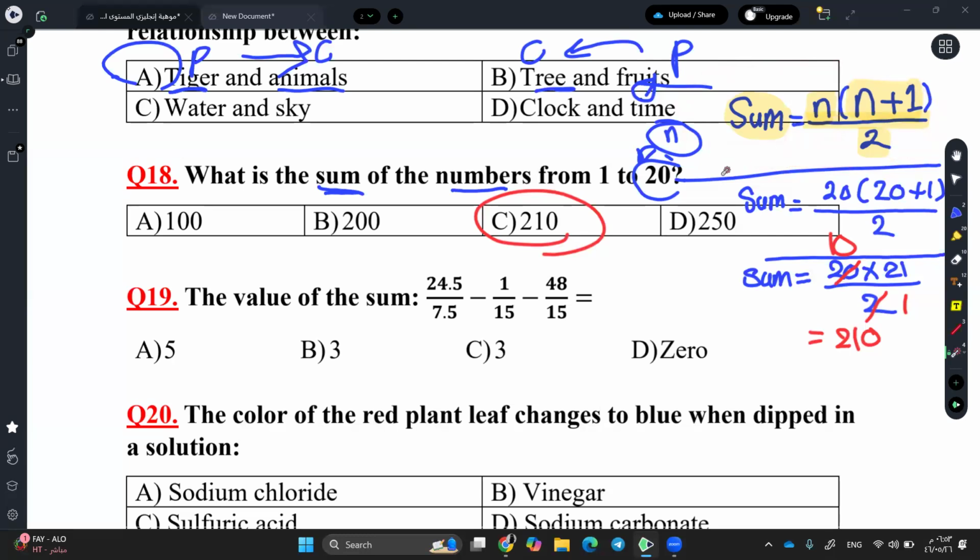Then you replace n with the big number, or the greater number. So sum equals 20 times 20 plus 1, replacing the n with the 20, over 2. Then sum equals 20 times 21 over 2. We simplify it here by 2. So 2 divided by 2 is going to be 1. 20 divided by 2 is going to be 10. And then 10 times 21 is going to be 210. Okay, do you all understand this question?